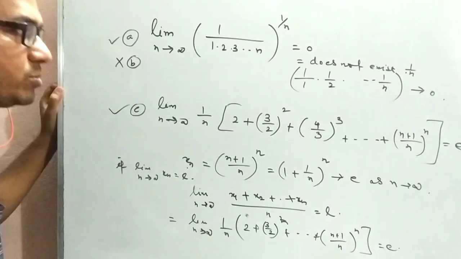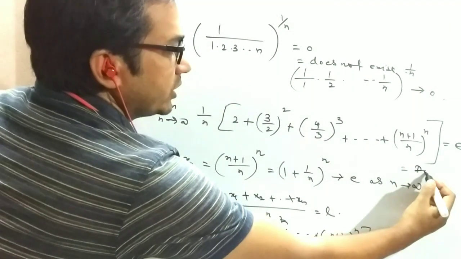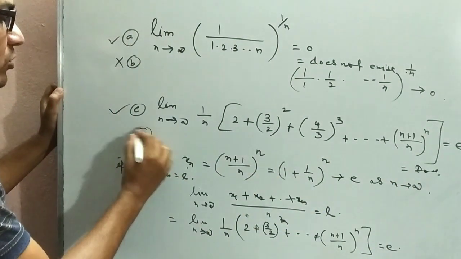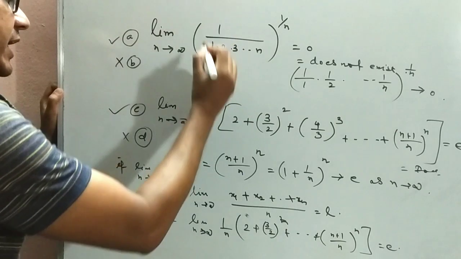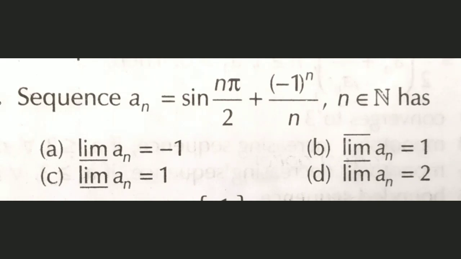And in the last option, it is given that this does not exist. So it must be wrong. So here option A and option C both are correct.